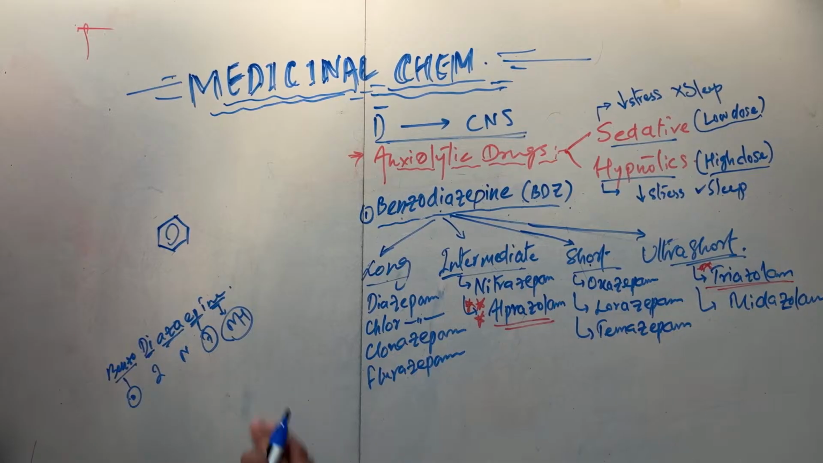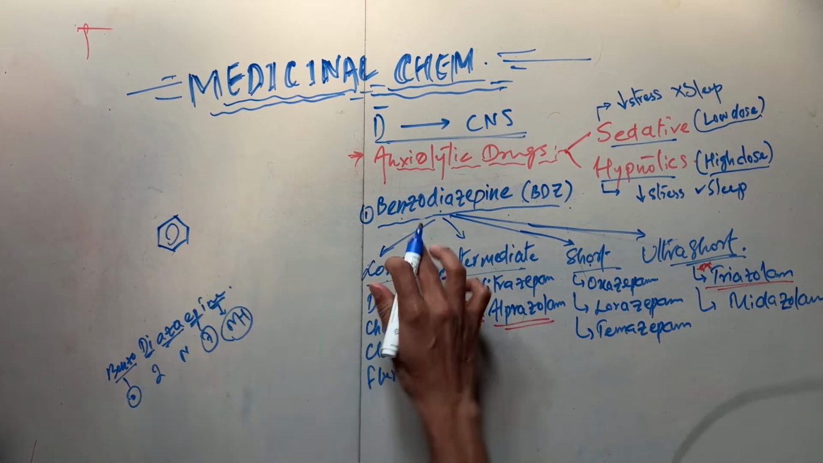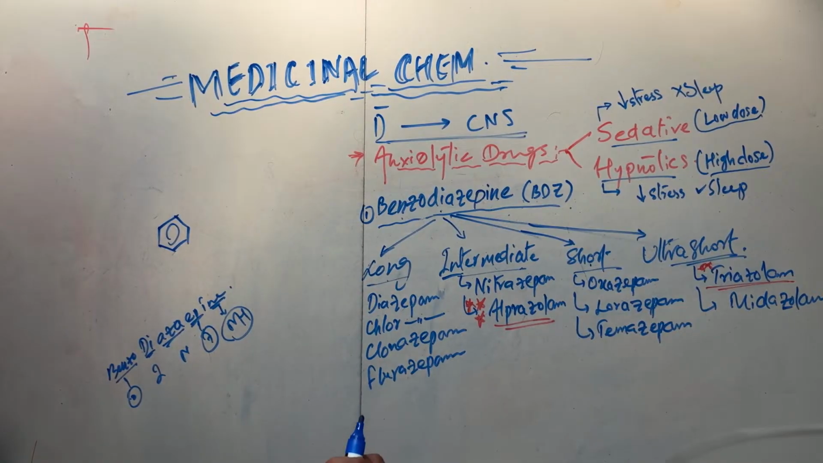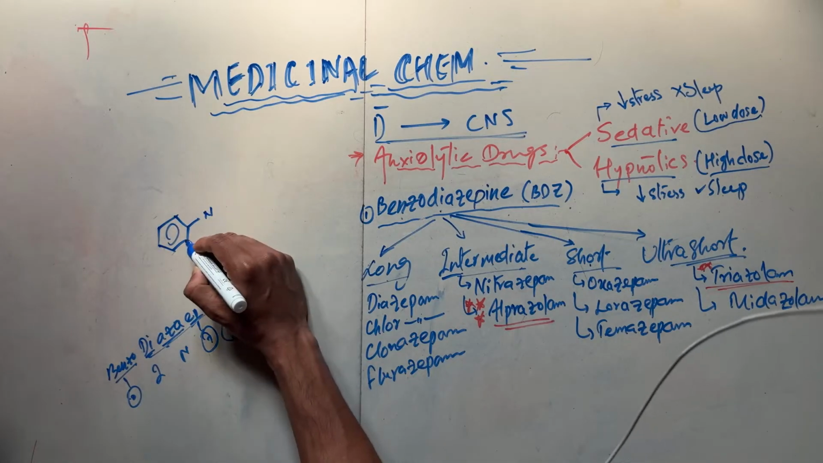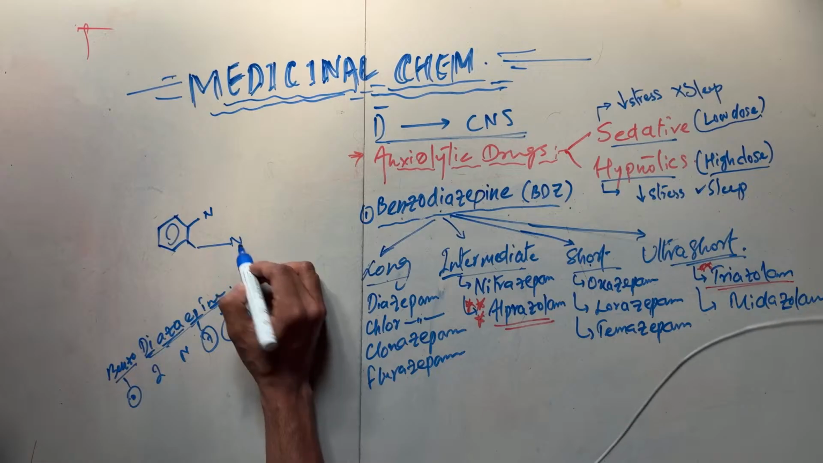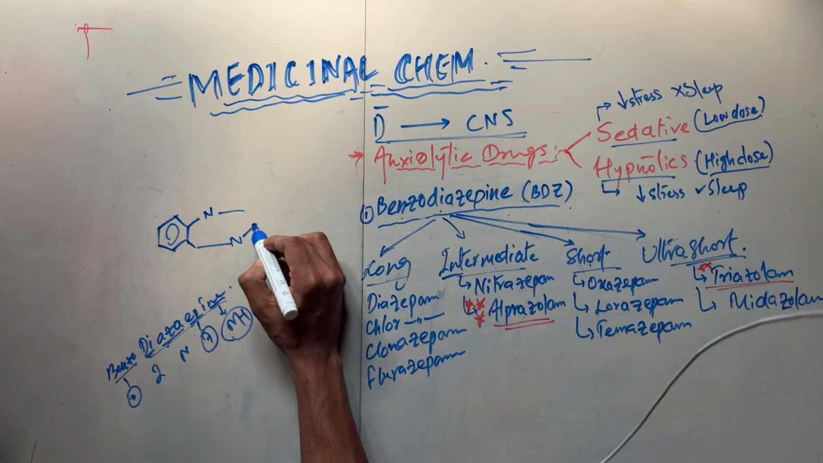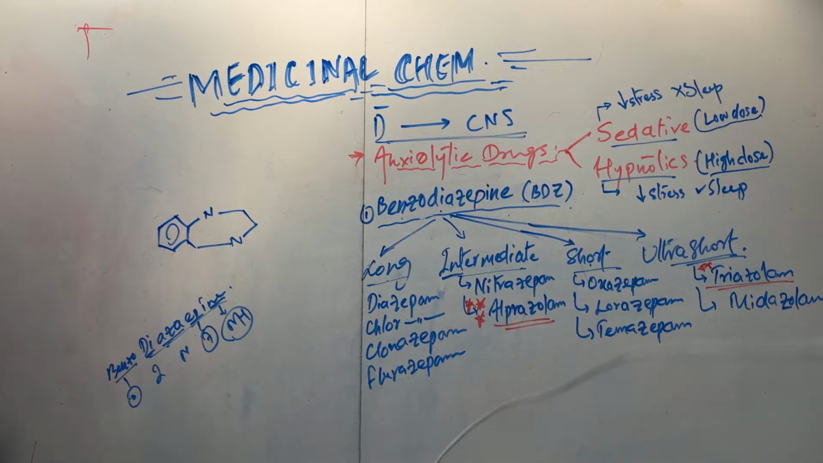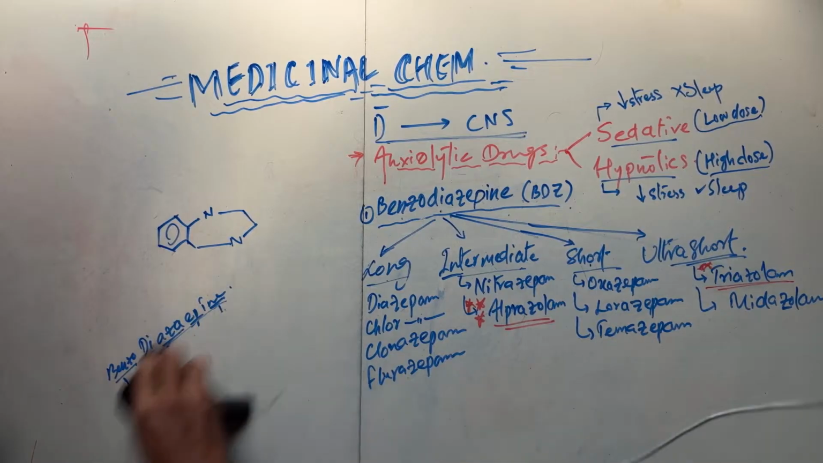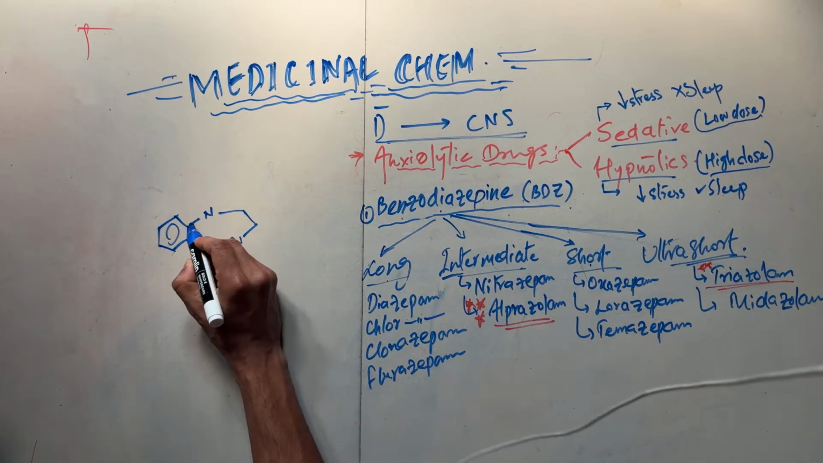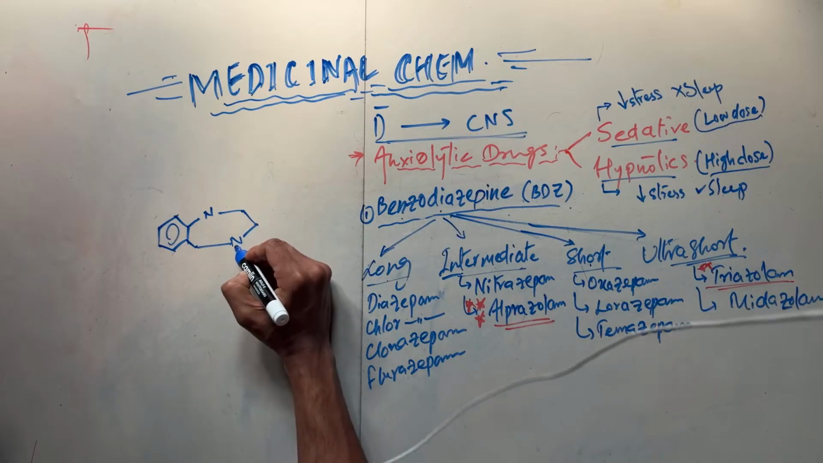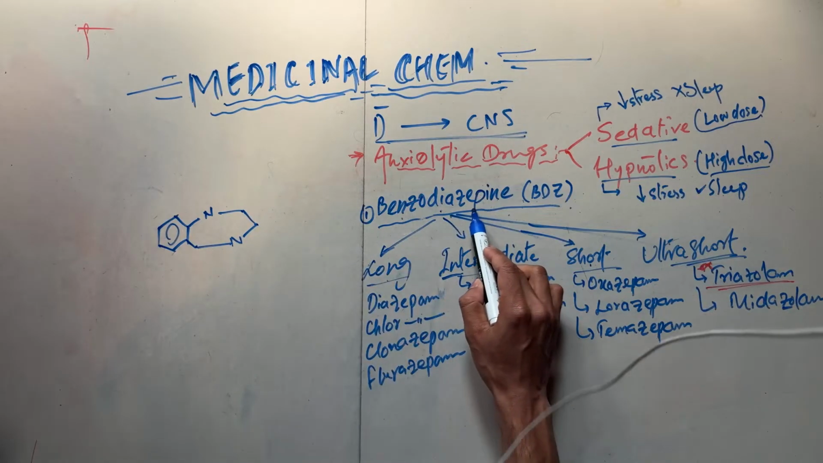So benzodiazepines. In this, benzo means benzene. Now this benzene is fused with the diazepine ring. So 1 nitrogen, 2 nitrogen. See, in the diazepine structure, how many members are there? Let's see. 1 member, 2 member, 3 member, 4 member, 5 member, 6 member, 7 member, right? So 7 member means ep.